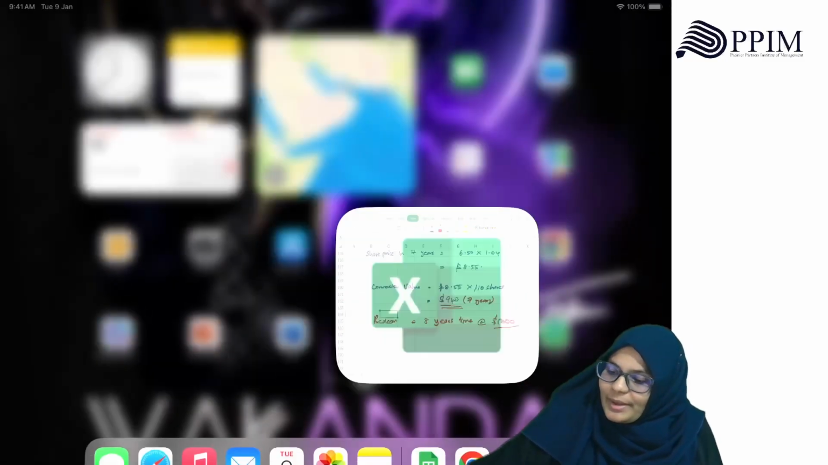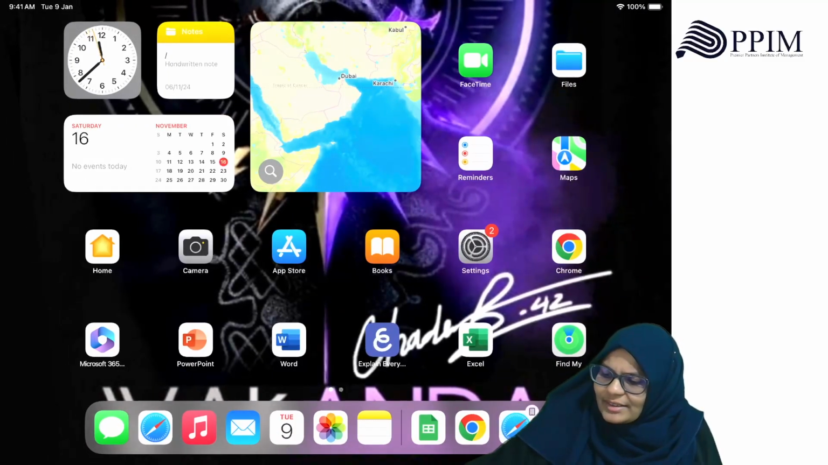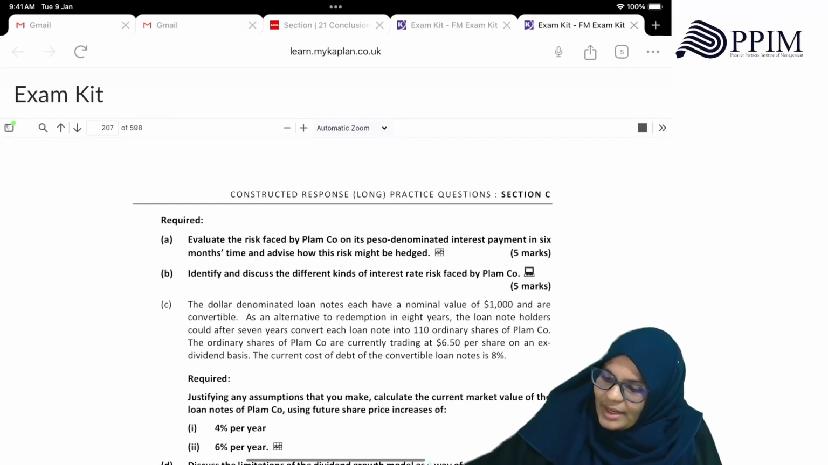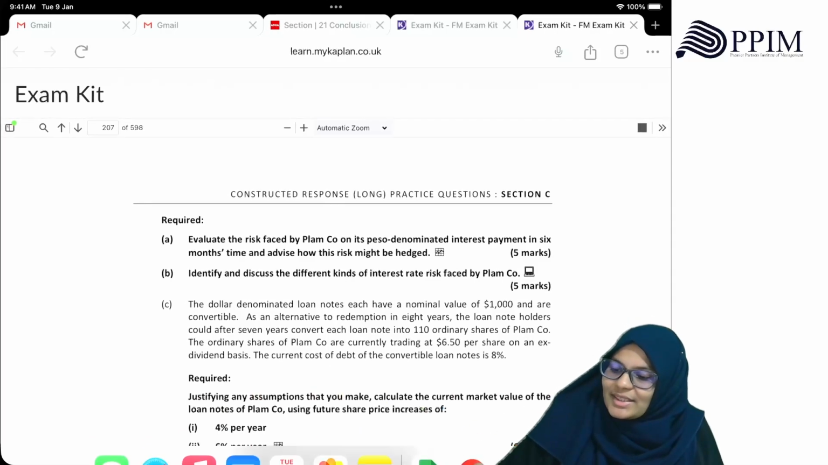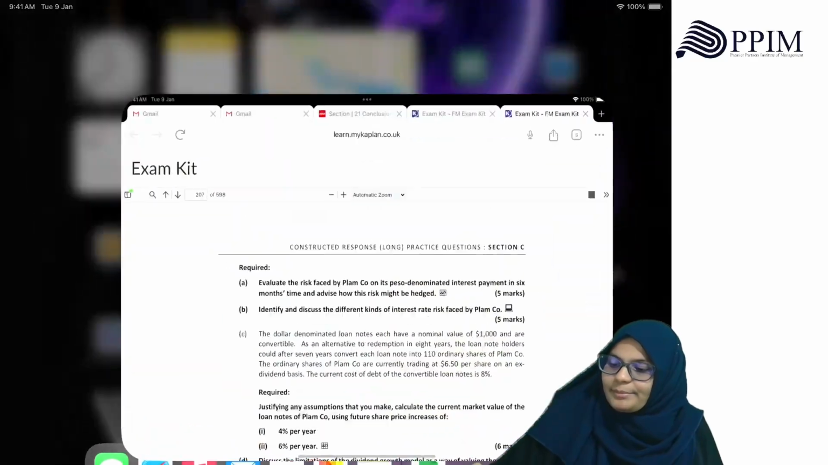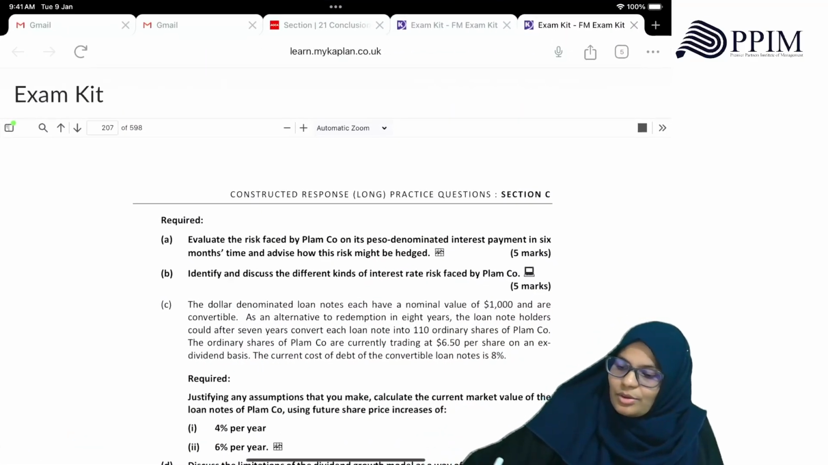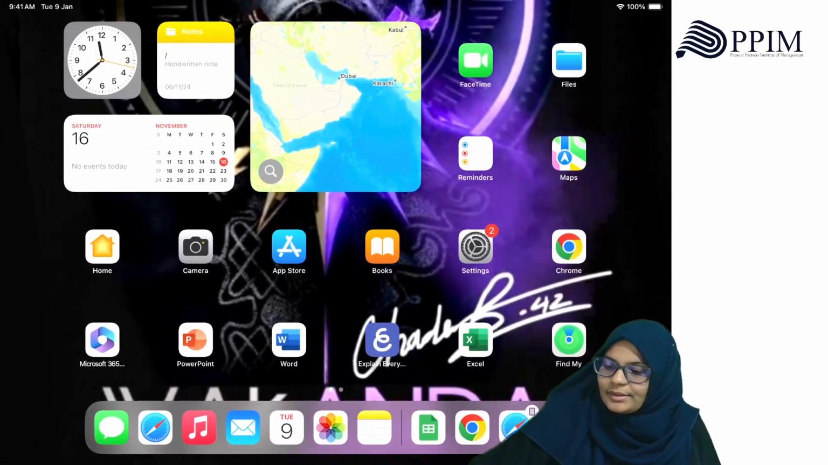They told me the current cost of debt is 8%. So what you do is go to your present value tables, go for 8%, and check what the discount factor is for 1 year, so we can bring it to year 7 terms. Okay, so let's go ahead and do that.